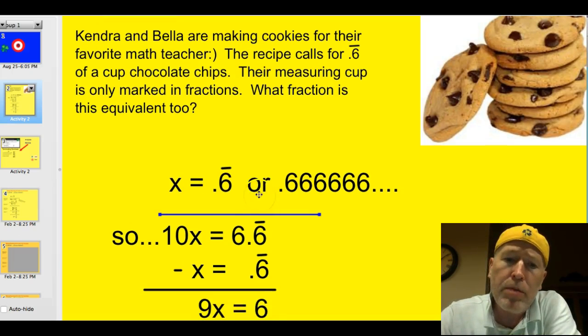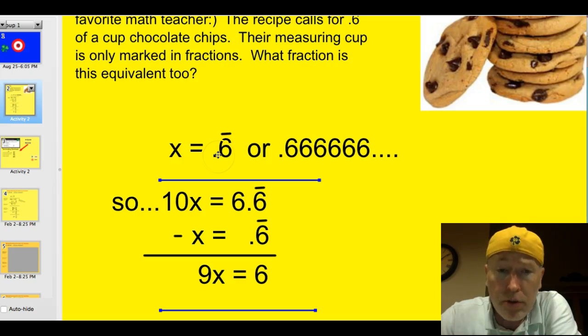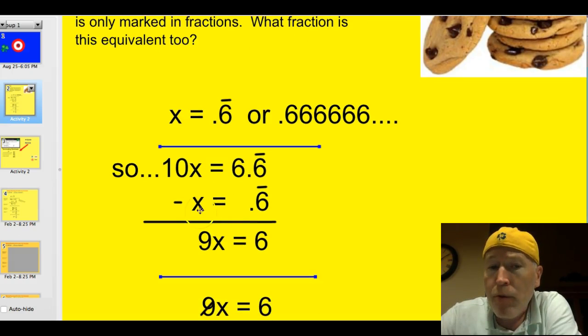So what you do is you say that x is equal to 0.6 repeating, or 0.66666. And if that is true, then we can multiply both sides by 10. And so we can also say that 10x is equal to 6.6 repeating, just moving that decimal one spot. After we have 10 of them, we can subtract 1x. If we subtract 1x from this, we're going to get rid of all of those repeating 6's, and we're going to be left with just 6 here.